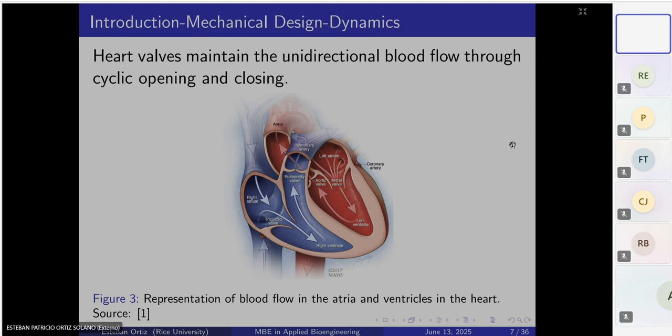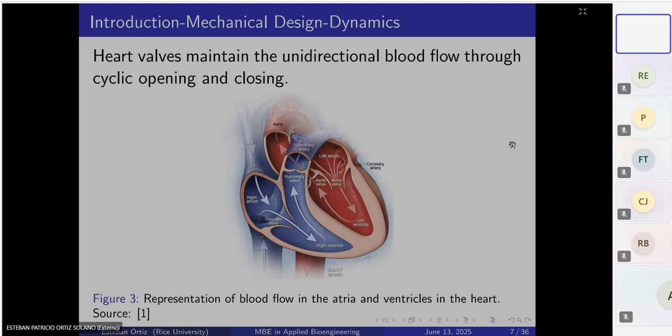The main purpose of the valves in the heart is to keep the direction of blood flow. I'm not going to talk about the cardiac cycle, but more or less, when there is a higher pressure on one side of the heart and a lower pressure on the other side, there is flow, because the flux moves from higher pressure to lower pressure. And this mechanical parameter opens the valves.